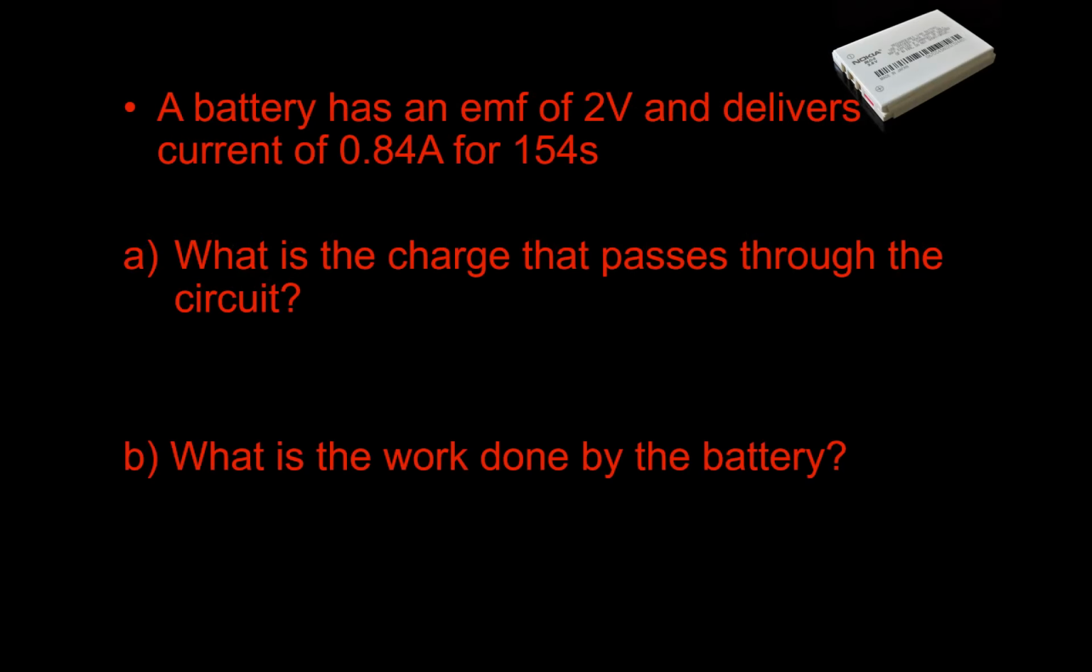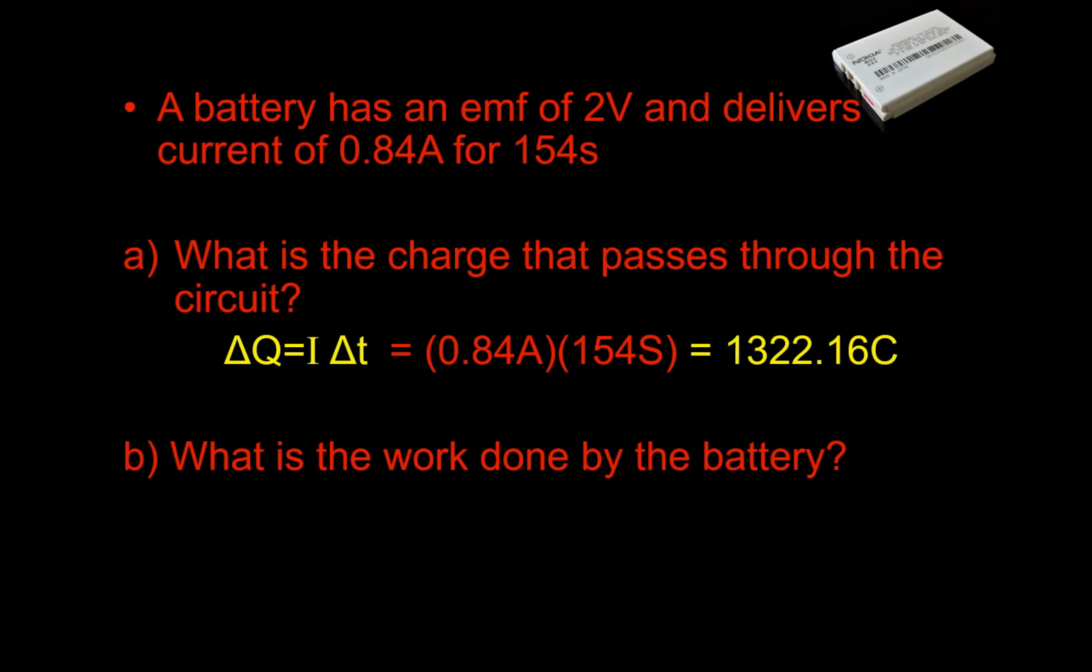Well, we know how much current we have. We have 0.84 amps of current, and we know we have 154 seconds. So no conversion is necessary here. Delta Q is I delta T. 0.84 by 154, that'll give us 1,322.16 coulombs.